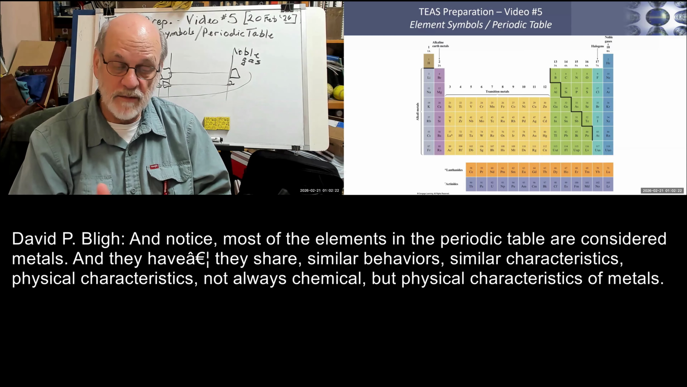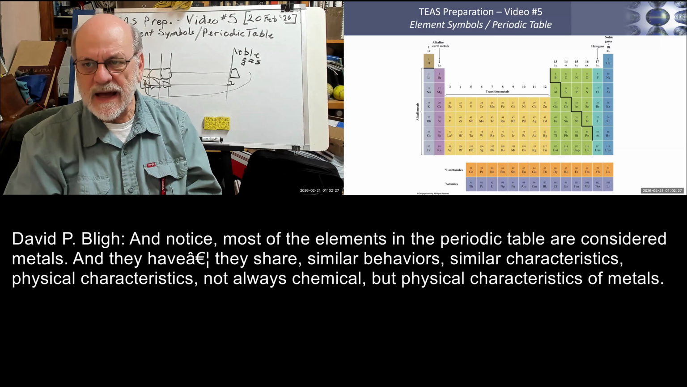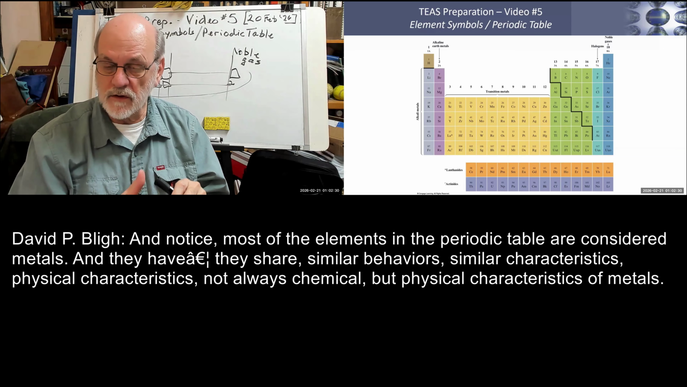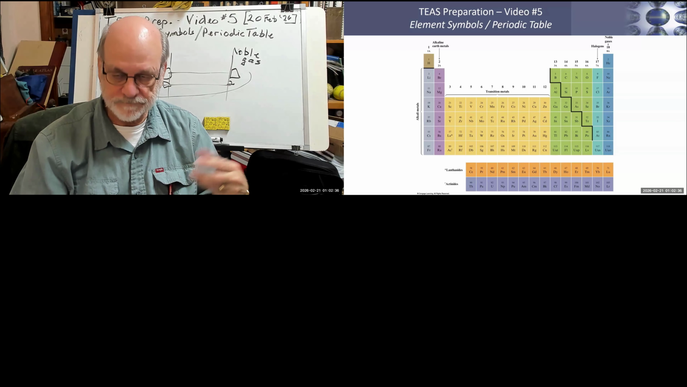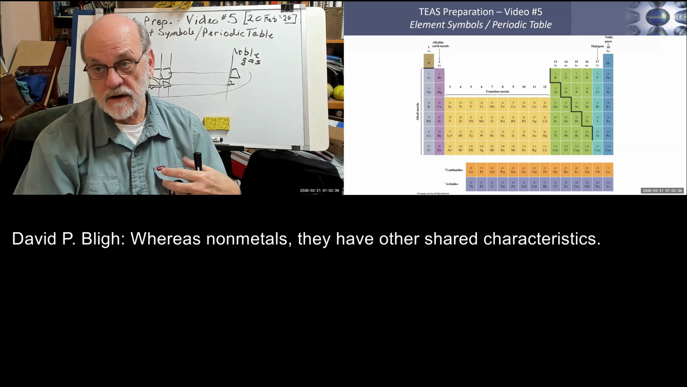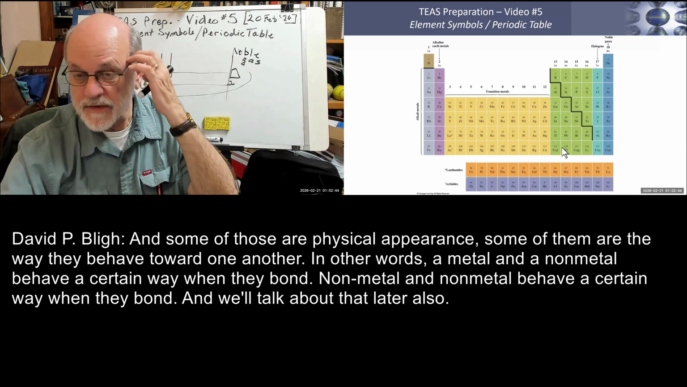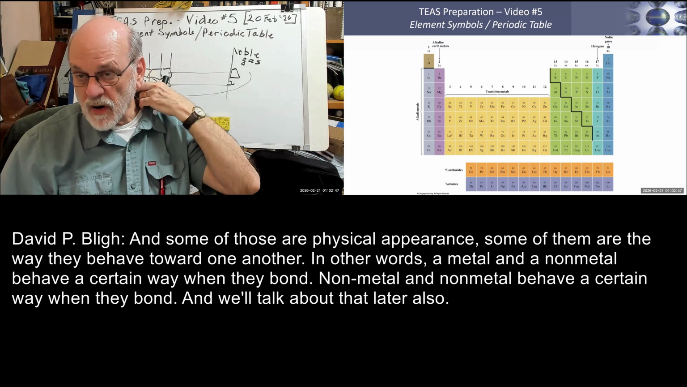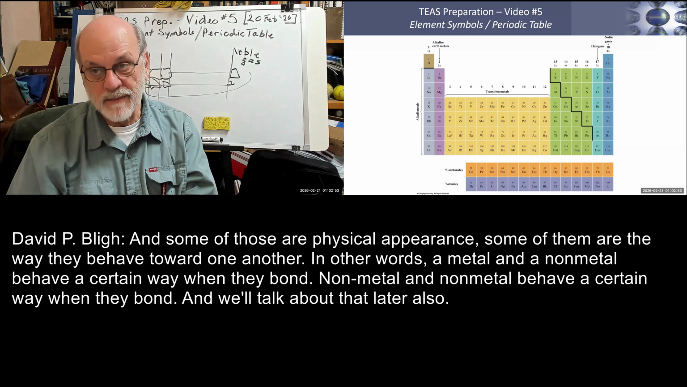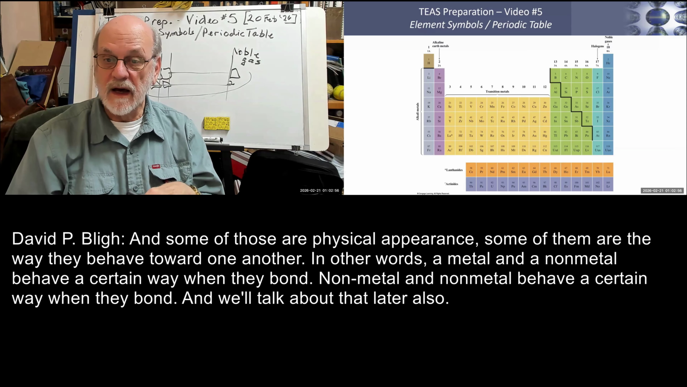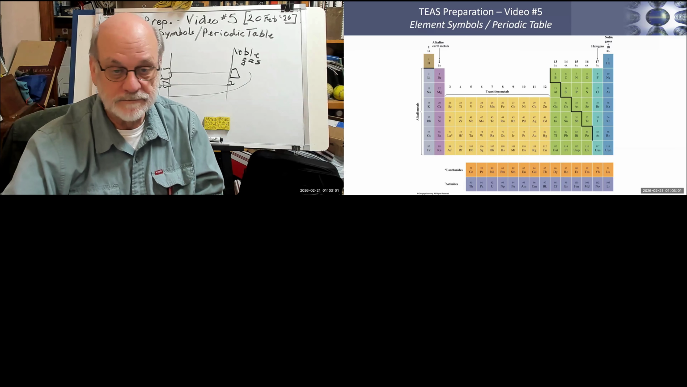And notice most of the elements in the periodic table are considered metals, and they share similar behaviors, similar physical characteristics, not always chemical, but physical characteristics of metals. Whereas nonmetals have other shared characteristics. Some of those are physical appearance. Some of them are the way they behave toward one another. In other words, a metal and a nonmetal behave a certain way when they bond. Nonmetal and nonmetal behave a certain way when they bond. And we'll talk about that later also.